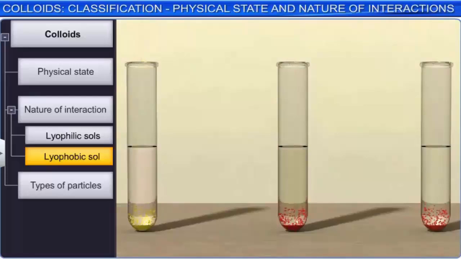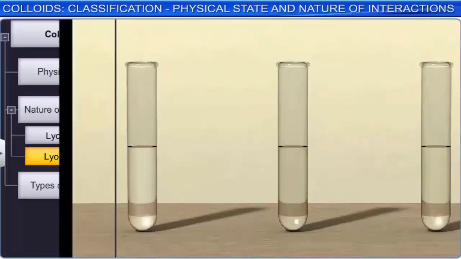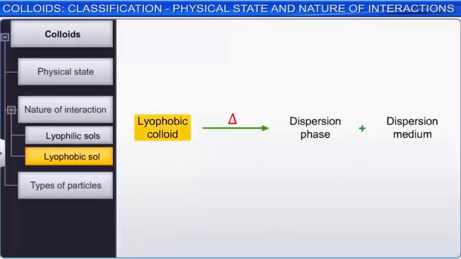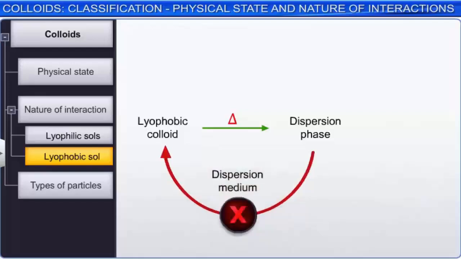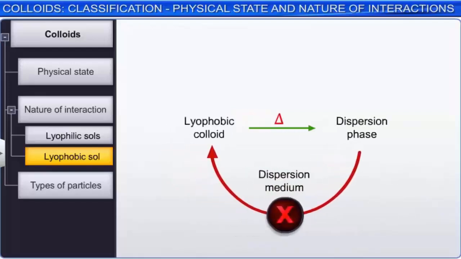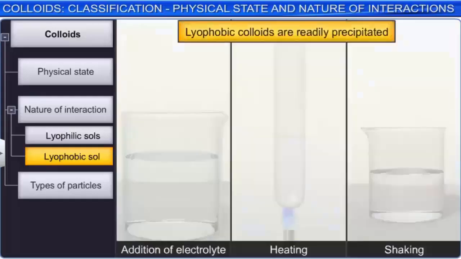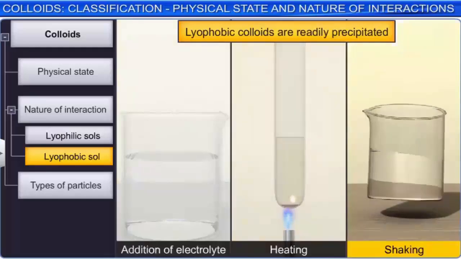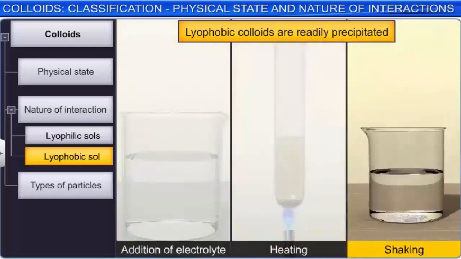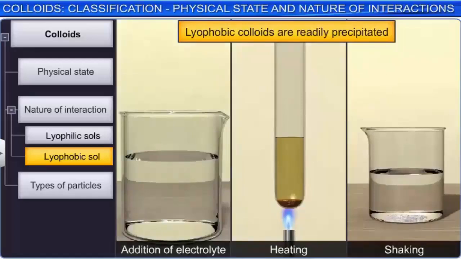Lyophobic colloids are also known as irreversible colloids because the residue obtained by evaporating the dispersion medium cannot be converted back into a sol through ordinary means. Lyophobic colloids are readily precipitated on adding a small amount of electrolyte, by heating, or by shaking vigorously, and hence are not stable. Lyophobic sols need a stabilizing agent if they are to be kept for longer times.